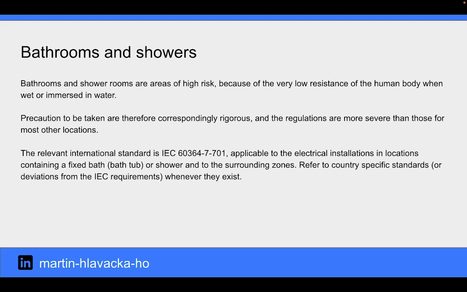The relevant international standard is IEC 60364-7-701, applicable to electrical installations in locations containing a fixed bath or shower and to the surrounding zones. Refer to country-specific standards whenever they exist.